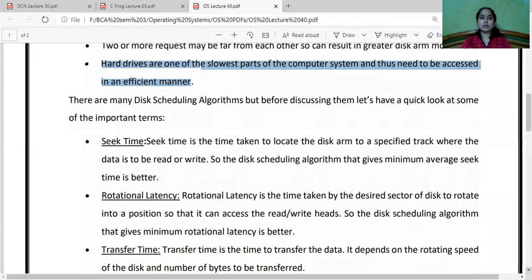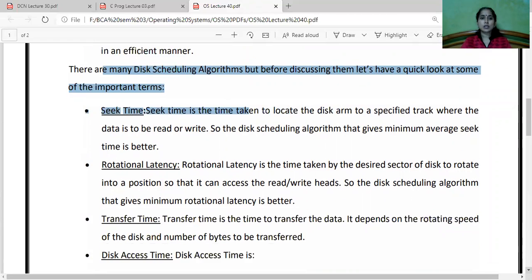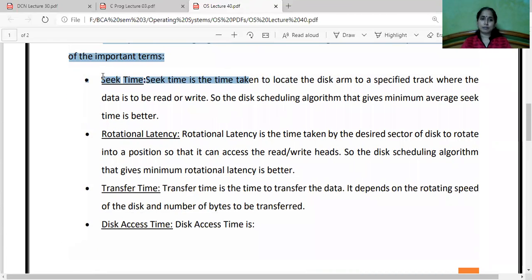Now, there are many disk scheduling algorithms, but before discussing them, let's have a quick look at some of the important terms. What are those terms? First is the seek time. Seek time: if you remember C programming or C++, there was a seek function, seekg, seekp. File handling in Java also involves a seek function of the RandomAccessFile class. The seek function or seek term is used for accessing a file.